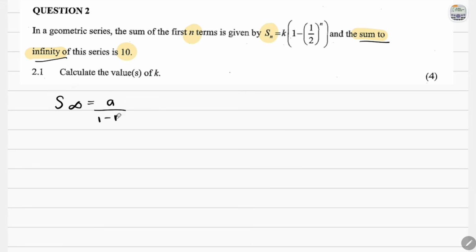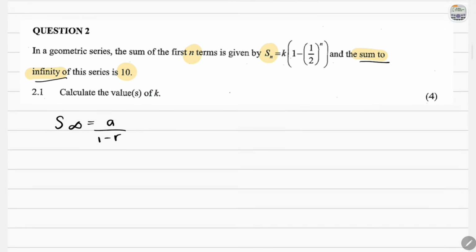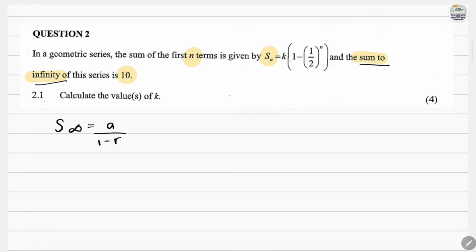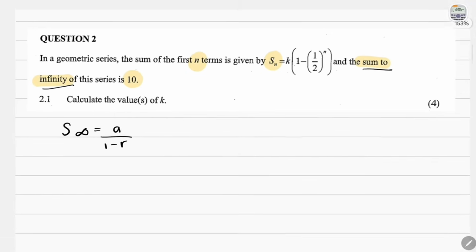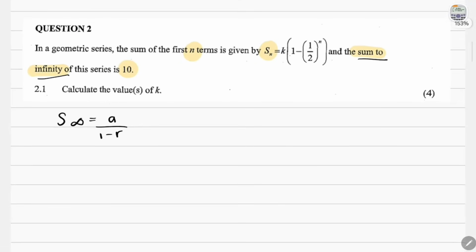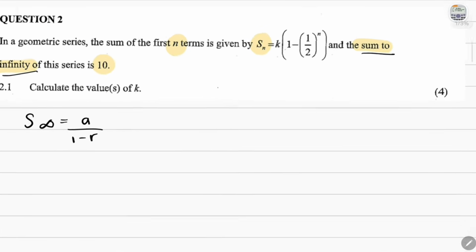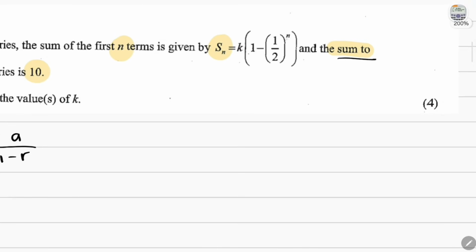We just need to find a and r, and we'll have a full equation, and it will probably be in terms of k. So we need to find a and r. R is easy to spot because it's whatever has the exponent, okay? It's always going to be like that because it is the ratio. Whatever is carrying the exponent, that's going to be what you're multiplying to get to the next term. But you need to always make sure that it is raised to the power of positive n, okay?